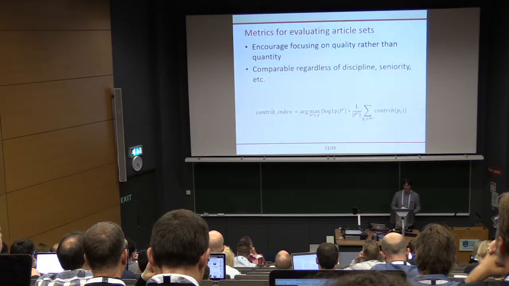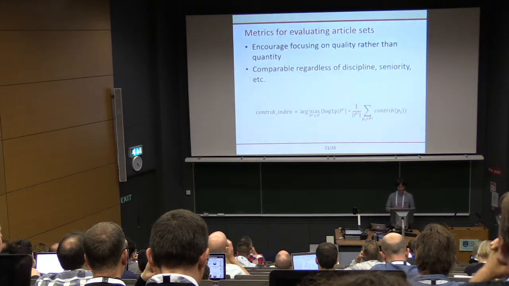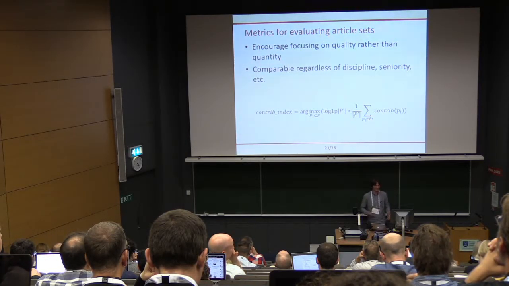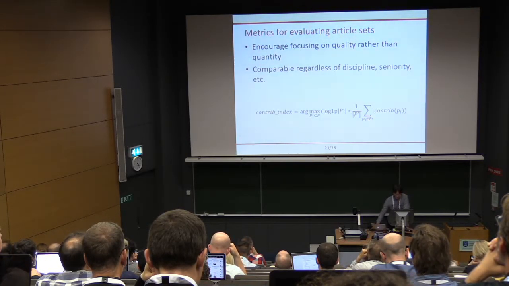It doesn't have to be 5, it doesn't have to be 7. It basically calculates your best H index, the best you can have based on the contribution function.